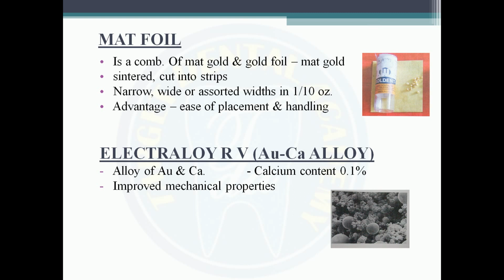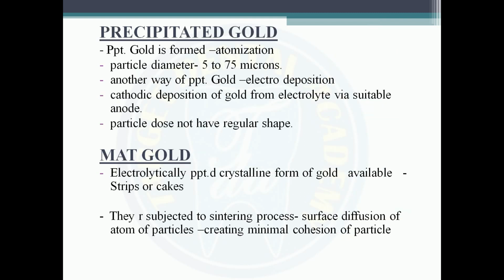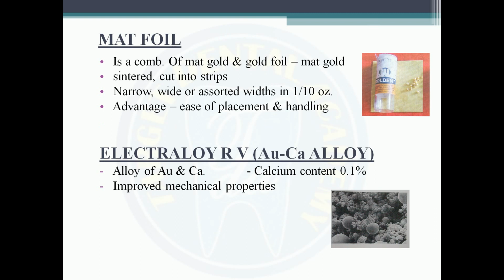Direct filling gold formed by electrolytic precipitate is called matte gold. You can say matte gold, matte foil, sponge gold and crystalline. Please write it down, it is very important. Direct filling gold formed by electrolytic precipitation is called matte foil, matte gold, sponge gold and crystalline.